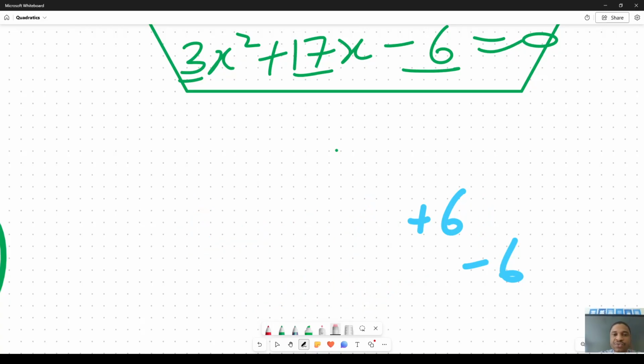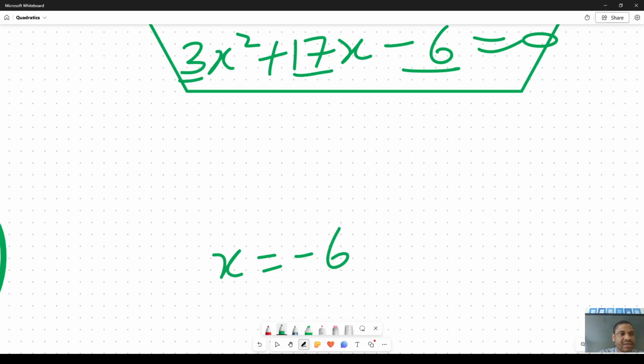Your calculator is going to give you x is equal to minus 6 and x is equal to 1 by 3. If you directly just write this, you lose 1 mark. So you should be smart. You can leave a space.